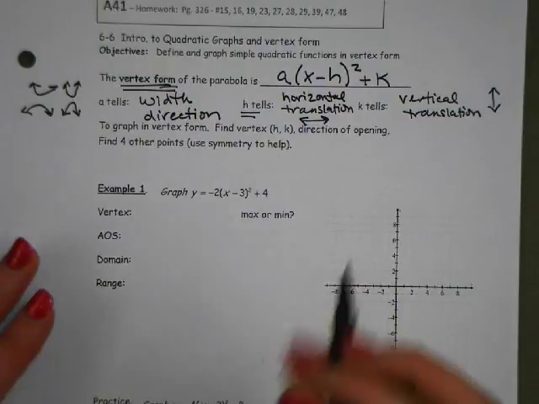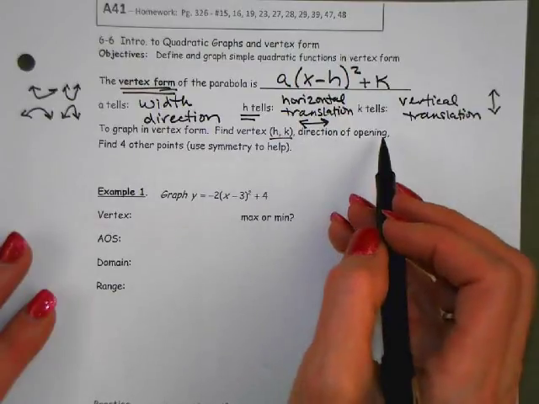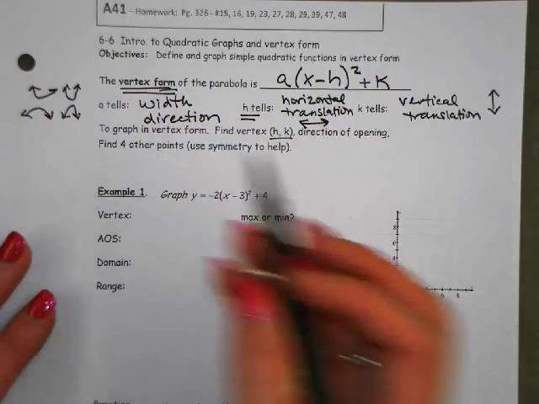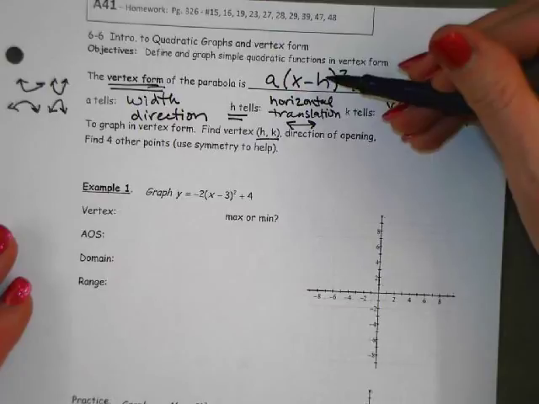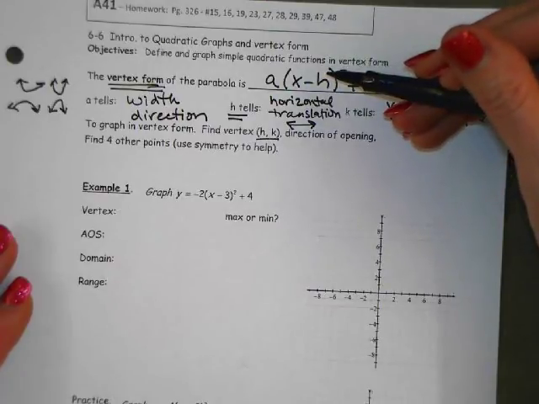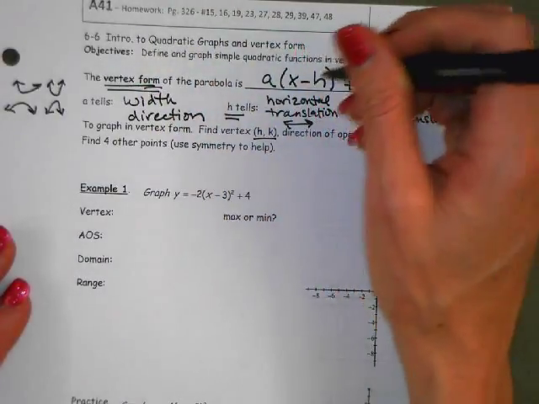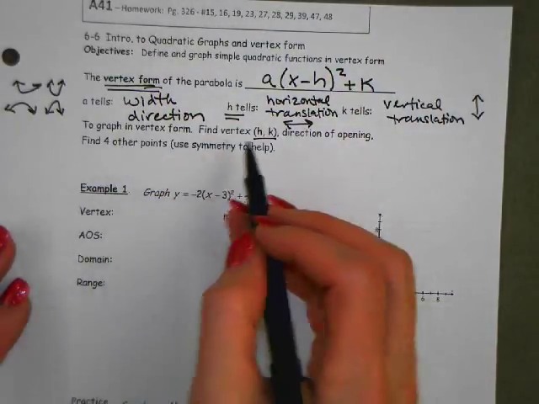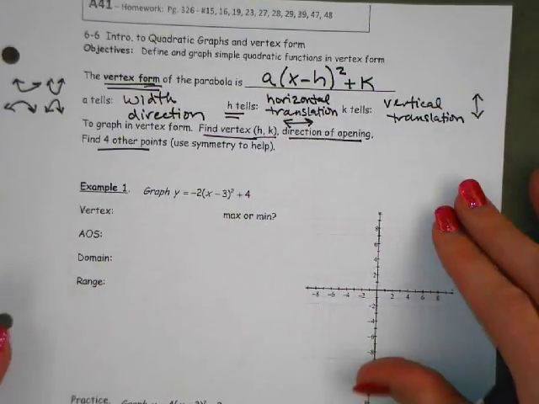All right, so to graph the vertex form, okay, you want to find the vertex, which is H and K, and then the direction of opening, and then 4 other points. And so we'll use our T-chart for that, okay? So just like with our absolute value, you have to take the opposite of what's inside the parentheses for H, right? So remember how if it was x plus 2, then our H was a -2. It's always the opposite value, okay? All right, so we want to find the vertex, find our direction of opening, and find 4 other points, okay?